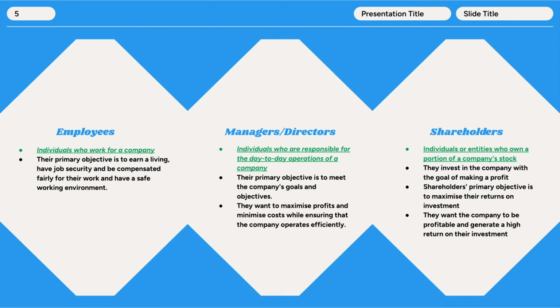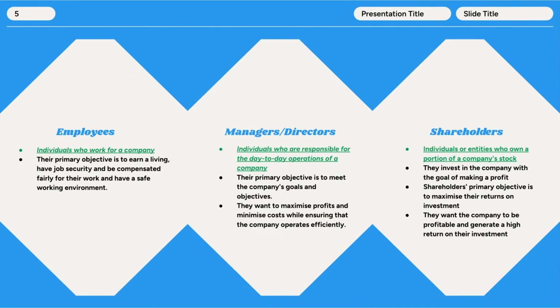And secondly, the managers are the people who actually oversee the daily operations of a business. They are the individuals who are responsible for the day-to-day operations of a company. And their primary objective is to actually meet the company's goals and objectives. And they usually want to maximize their profits, and they want to minimize their costs while ensuring that the company operates as efficiently as possible. And finally, the shareholders.